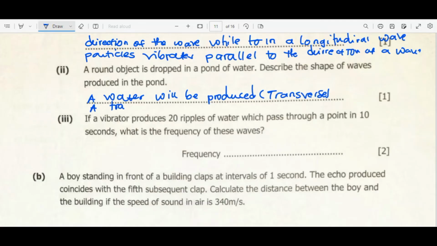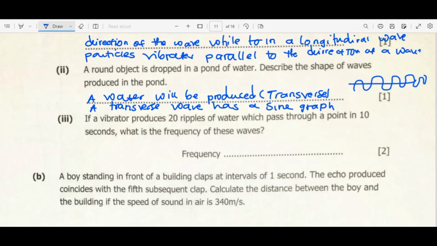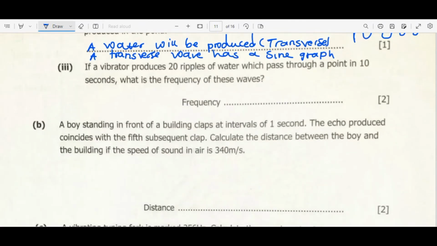Then we can add on this one. So let's say a transverse wave has a sine graph. If we say a sine graph, we are looking at a shape like this one. So this is the shape that we are expecting to get after the dropping of this object in a water pond.